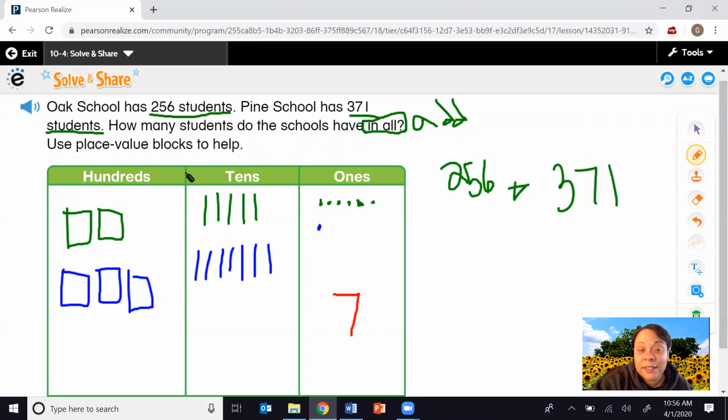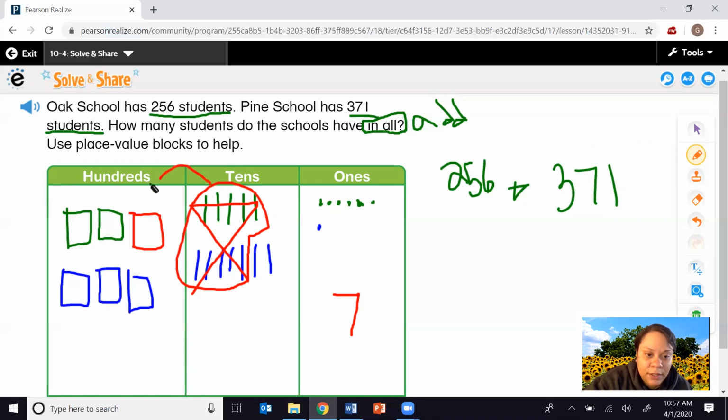Okay, remember when I get to 10, I have to stop and regroup. Okay, 1, 2, 3, 4, 5, 6, 7, 8, 9, 10. Stop, circle my 10 tens, cross it out, and trade it for 100, okay? Now I still have to count my tens and see what I have left. I have 1, 2 tens left. Let's count our hundreds. 1, 2, 3, 4, 5, 6 hundreds.